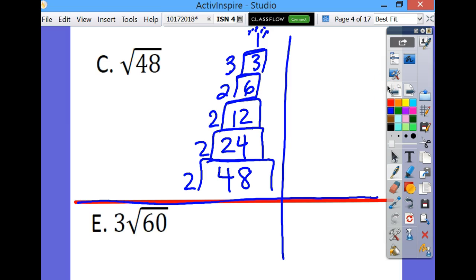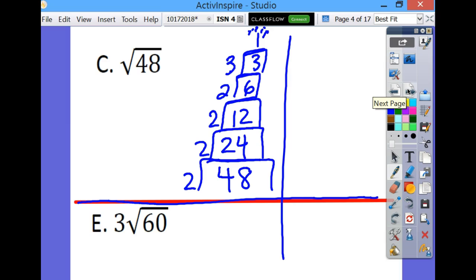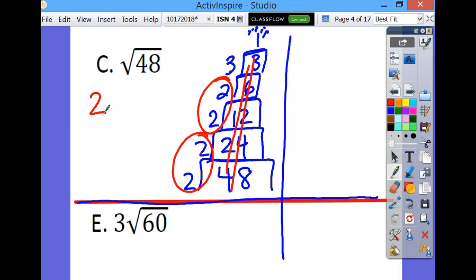Well, back over here to this example, what does the square root do? It finds pairs. It changes the pair of 4s into just one 4 because it changes the area into the side. Okay, back over here on my example, that's what I'm looking for. I'm looking for pairs. On the outside, those numbers are all divided away. There's a pair of 2s, and there's another pair of 2s. I'm looking for pairs. The square root changes this pair of 2s into just one 2.